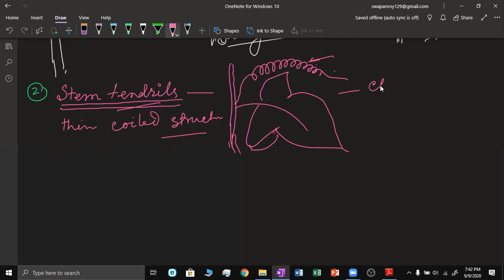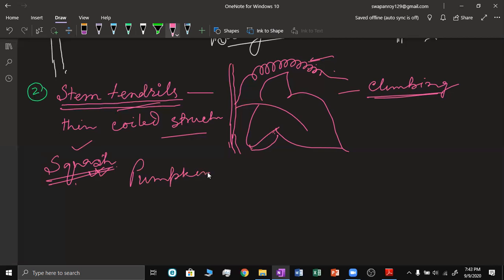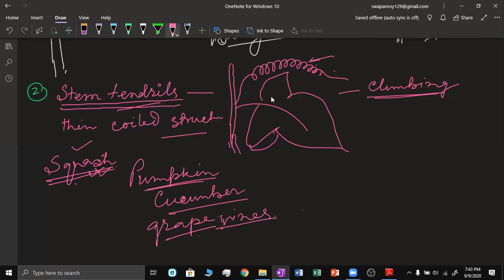The function is climbing. You can find this in a squash. Now squash is growing plenty, and all the Shillong children know it. So in the squash fruit plants, you can see this climbing organ, the tendril, in all these: pumpkin, cucumber, grape, grapevines. In all these you will get this type of structure, that is a stem tendril.